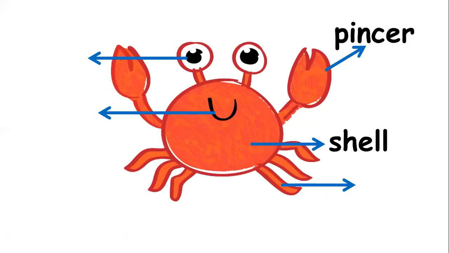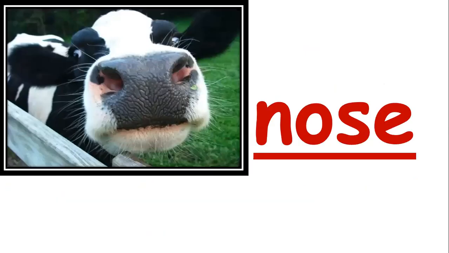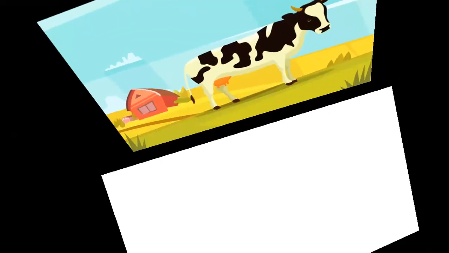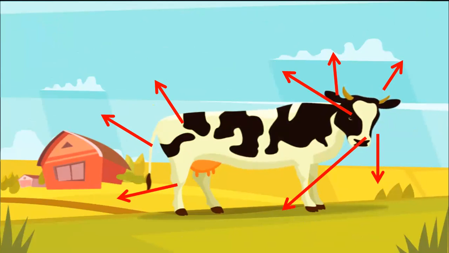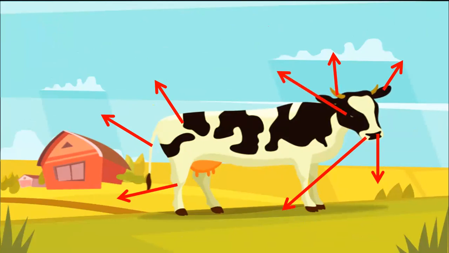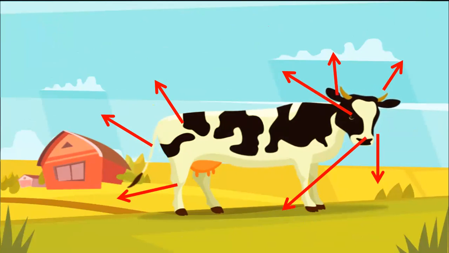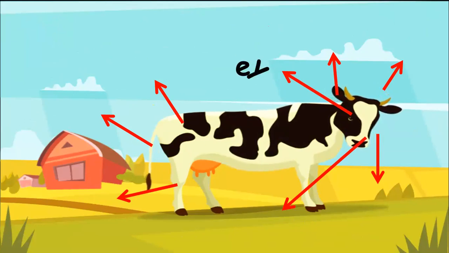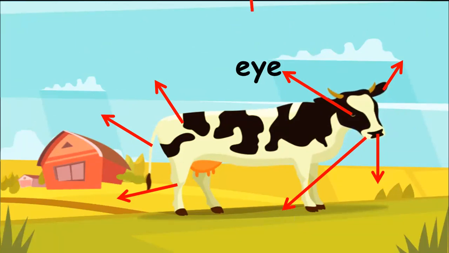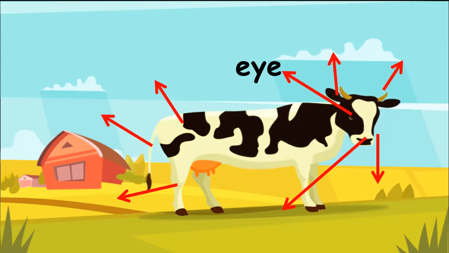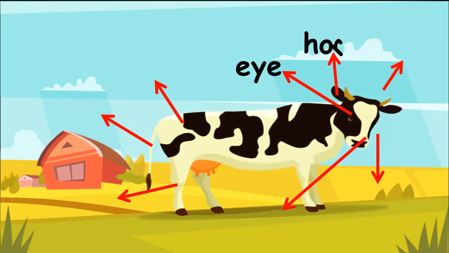Okay, again, let's have a review. These are the different body parts of the cow. Let's take one by one. What do you call this body part of the cow? Very good. It's an eye. Next one. What do you call these body parts of the cow? It's a horn. Horn.